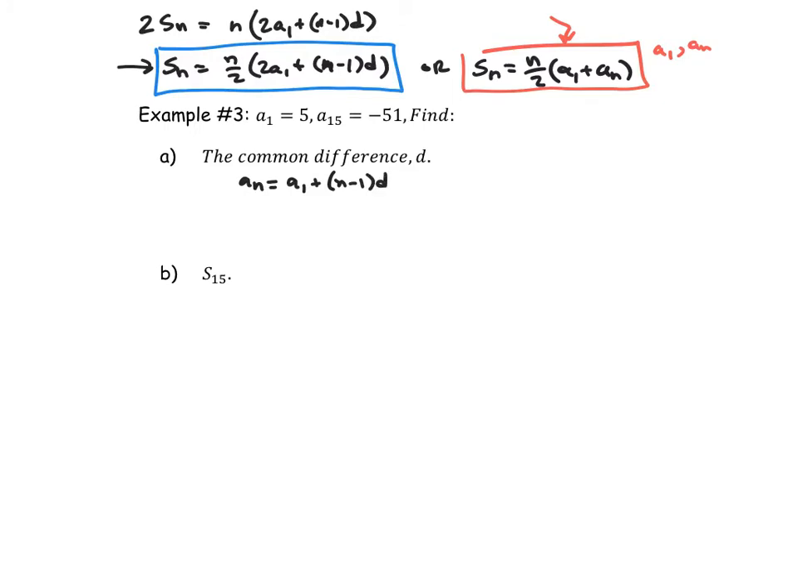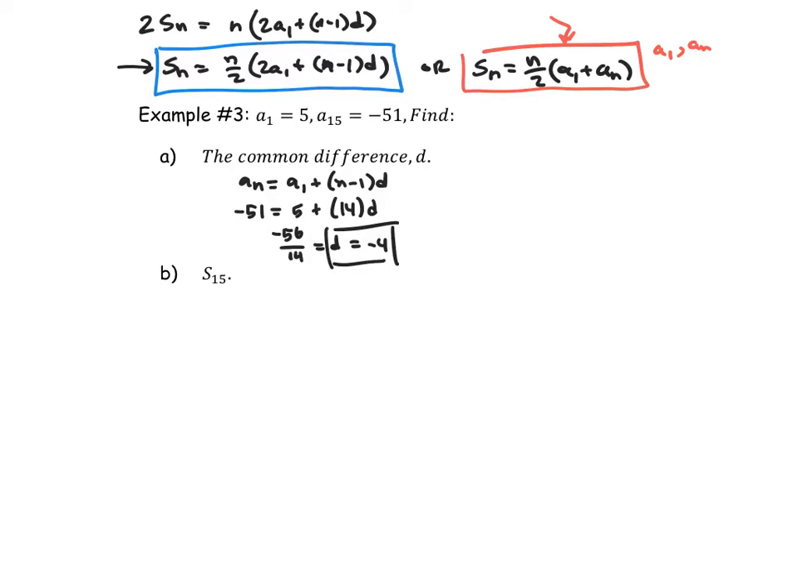I'm going to find the common difference because I know the nth term. I know the 15th term is negative 51. I know the first term is 5. And I know the number of terms is 15. So 15 minus 1 is 14. So I'm going to subtract 5, which would give me negative 56, and divide by 14. So negative 56 divided by 14 is going to equal d, which will equal negative 4. So d is equal to negative 4.